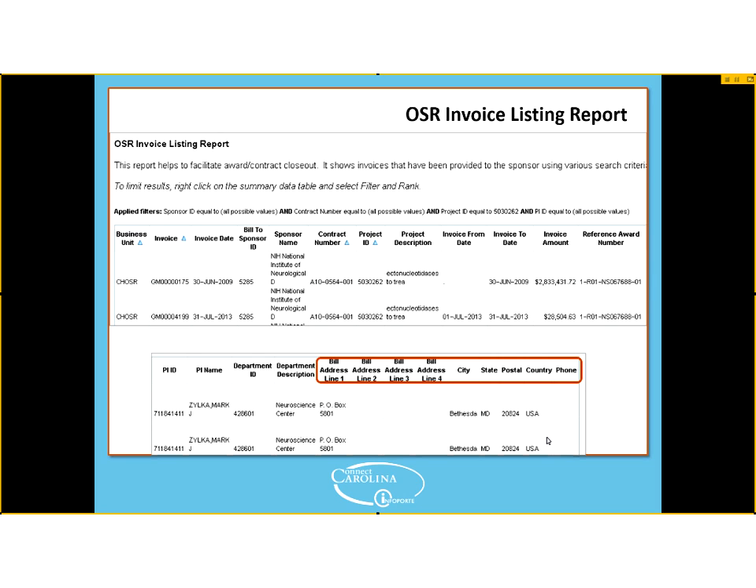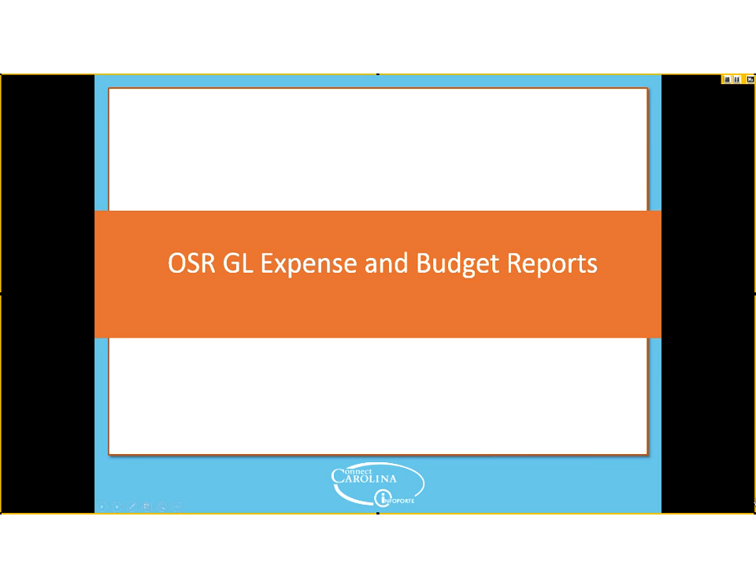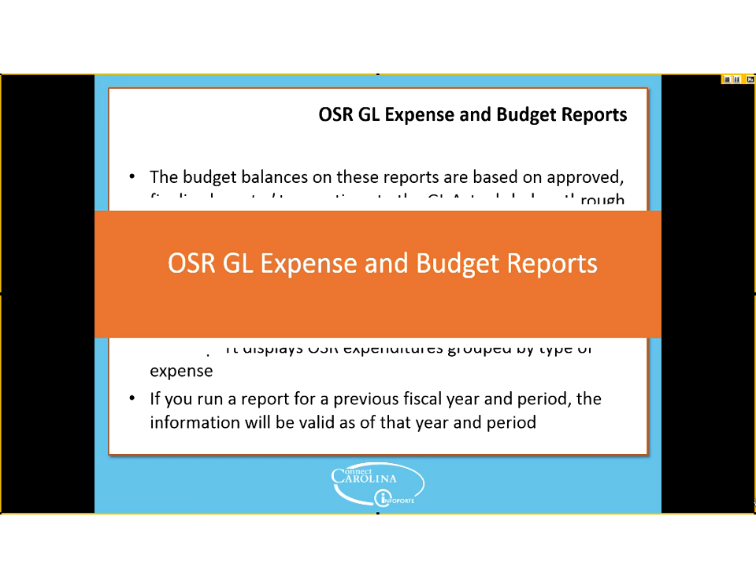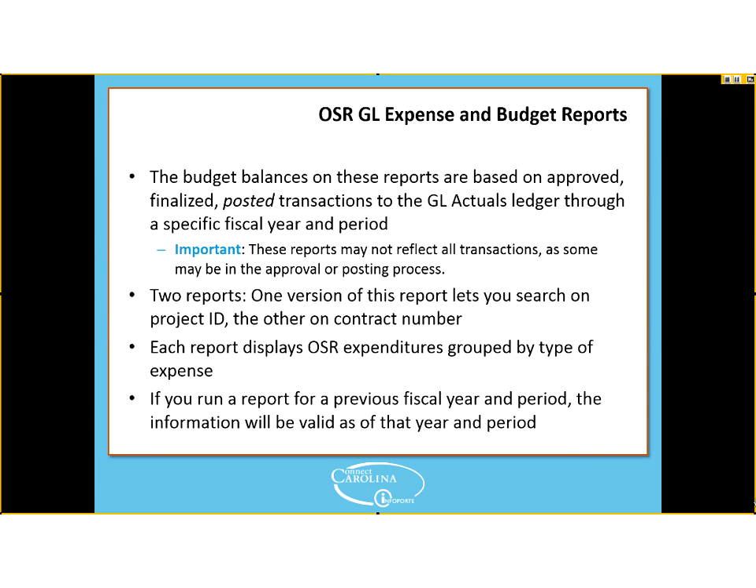Great. All right. So with that, we are going to move on to our next set of reports here. We'll talk about the OSR GL expense and budget reports. So what we're dealing with here is the budget balances on these reports are going to be based on approved, finalized, posted transactions. You know, we keep repeating that, but that's what we're dealing with here. To the GL actuals ledger through a specific fiscal year and period. So when I talk about periods, of course, I'm usually talking about months. You know, like period 1, period 2, period 3, those kinds of periods.